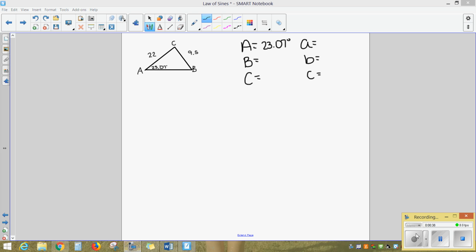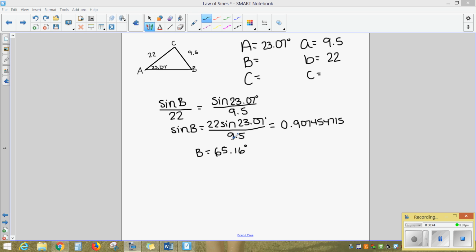Also, that says 23.07 degrees, if you couldn't read it, 23.07 degrees. All right, so if we get sine of b equals this mess equals that, b equals 65.16 degrees. Okay, 65.16 degrees riding up the hill. If we subtract those guys from 180, and if my fingers push the buttons correctly, then that gives us C equals 91.77. And we can go back and find the c here in just a moment.